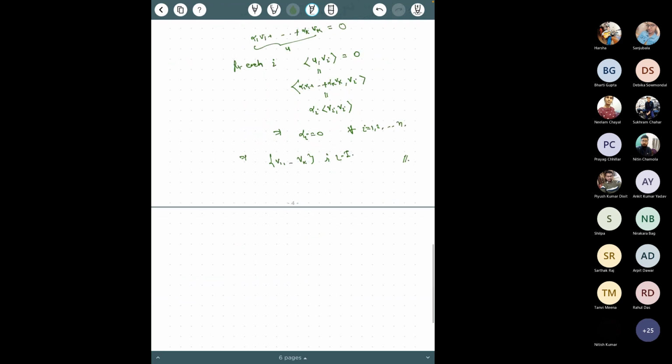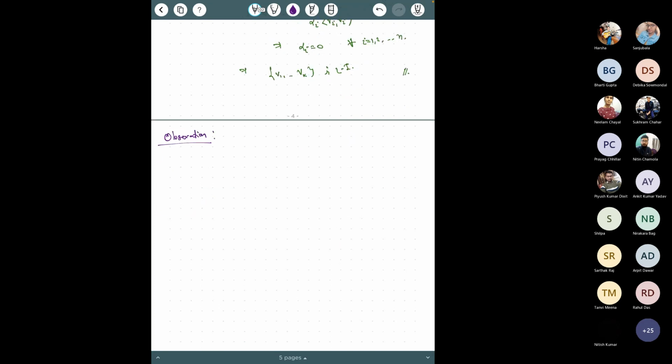Okay, so this is fine, the proof is over. Now we make this important observation, which will be used in the next few things. Suppose that we have an inner product space, and let us assume that we have two vectors u and v in this V. Let's say u, and we have a vector v.